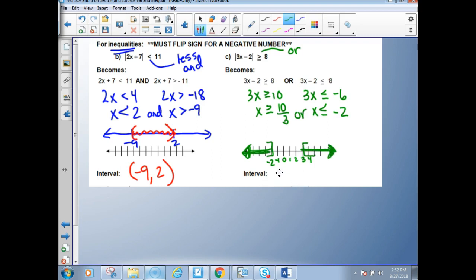And in interval notation, this is from negative infinity up to -2, inclusive of the -2, but you always use a soft bracket on infinity. You union that with 10/3 inclusive to infinity.